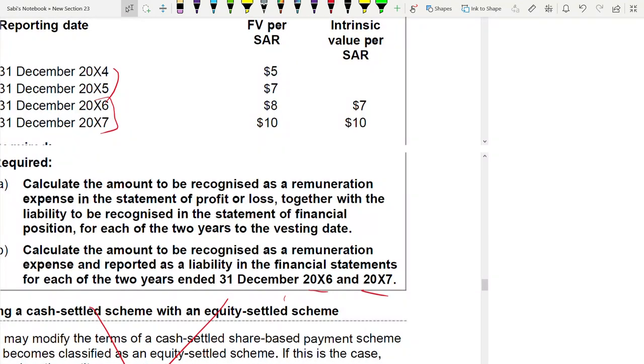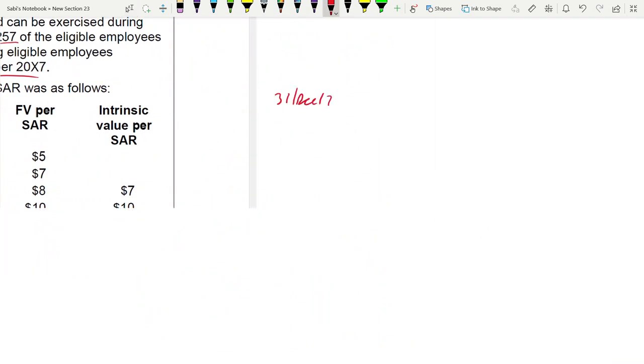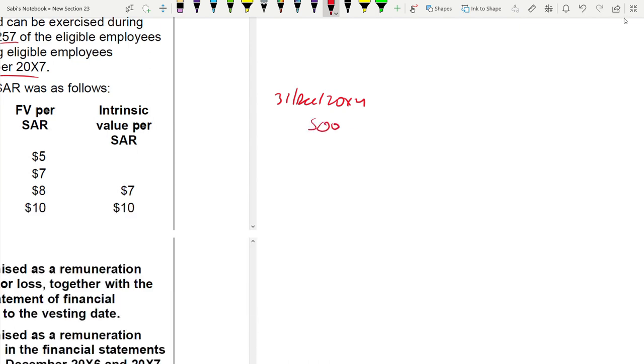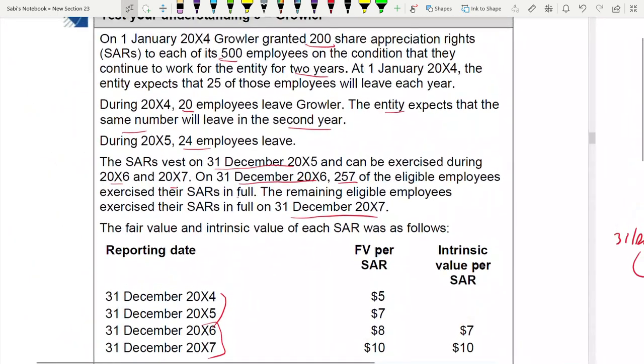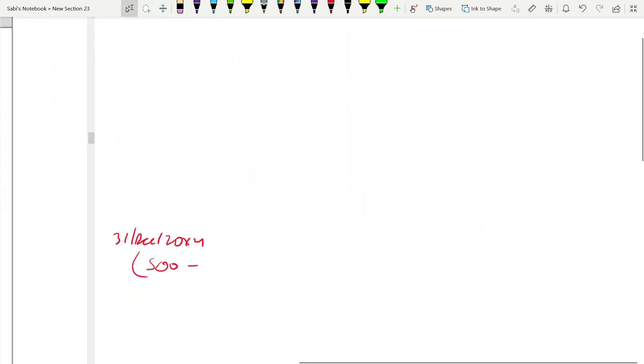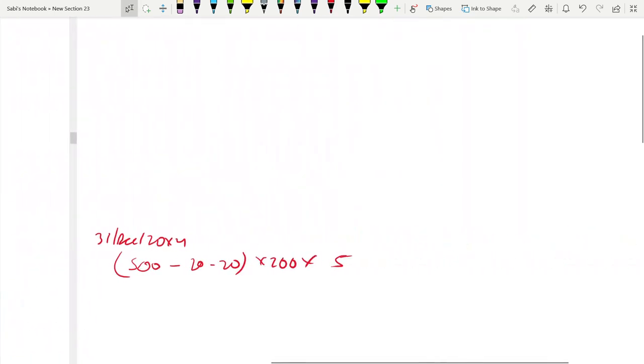So 31st December 2004. 500 employees are there. Out of 500, 20 leave, and the same will leave in the second year. So that means another 20, the same figure; they didn't give you the number. So it's 500 minus 20 minus 20. How many appreciation rights? 200, into 5, because the fair value on that date is 5. You see here? 5. Into 1 over 2.